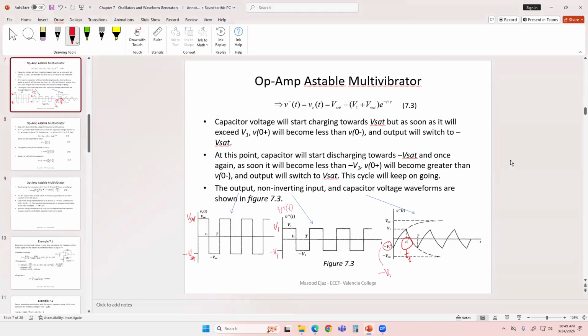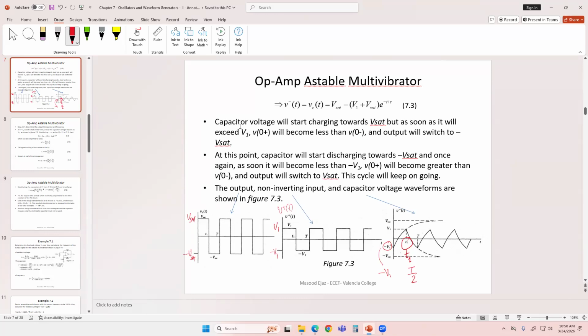Okay, so the capacitor voltage, of course, is charging and discharging. Output voltage is going between positive V saturation and negative V saturation. As you can see, in the total time period of the output, half of the time the capacitor is charging and half of the time it's discharging, to the values of V1 and negative V1. So the time T1 is basically half of the time period, which is T by 2.